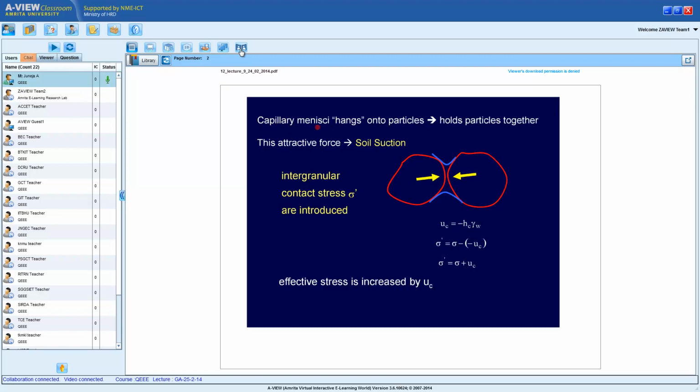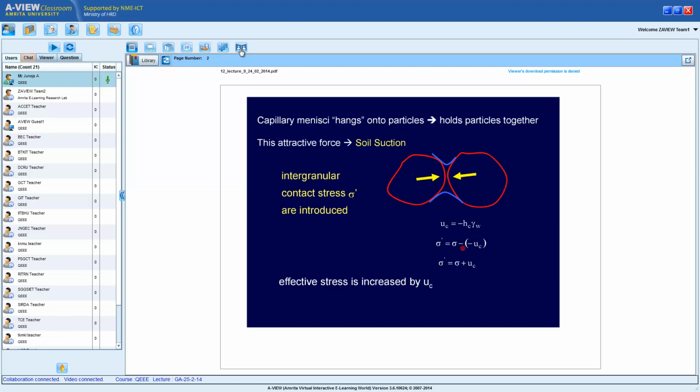We said the capillarity of the soil hangs on to the particles, meaning the particles are held together. There is a kind of adhesion, but we call this force soil suction. Take an example of two particles shown over here. The blue color shows the soil capillarity, which holds on to the two adjacent particles. It does not allow the particle to move.